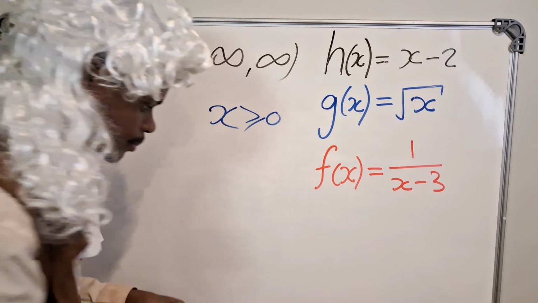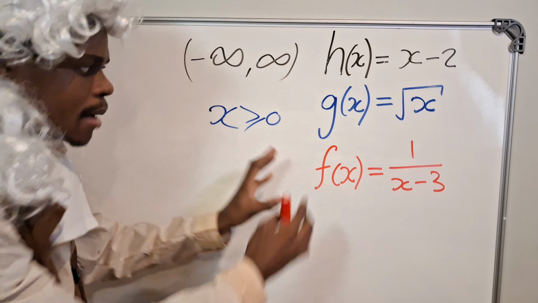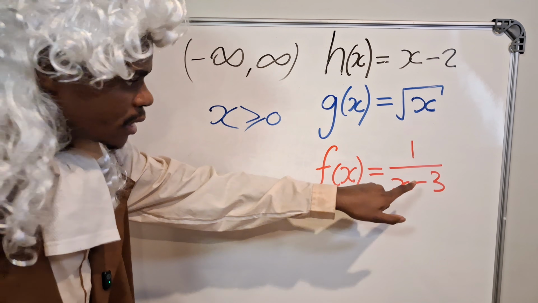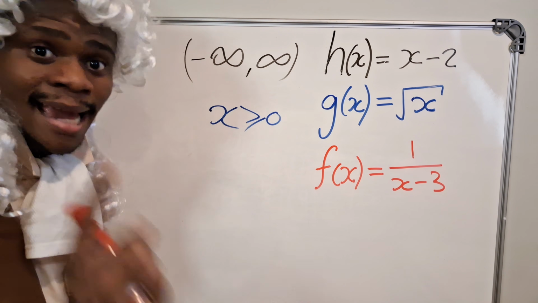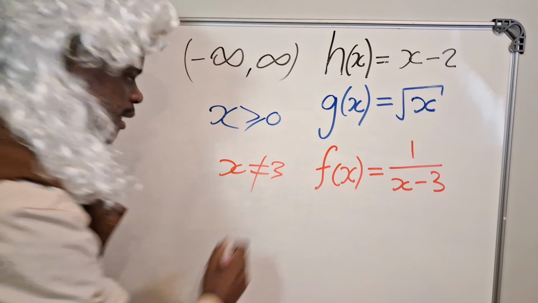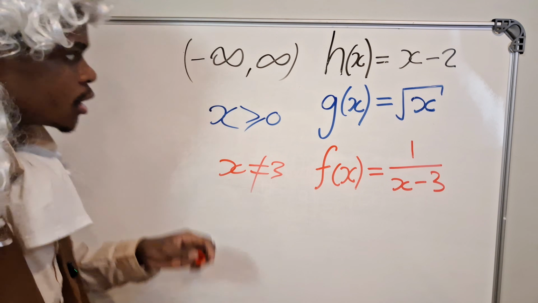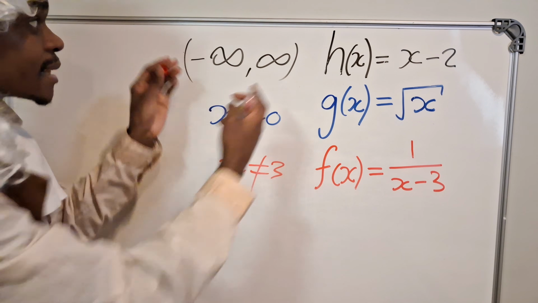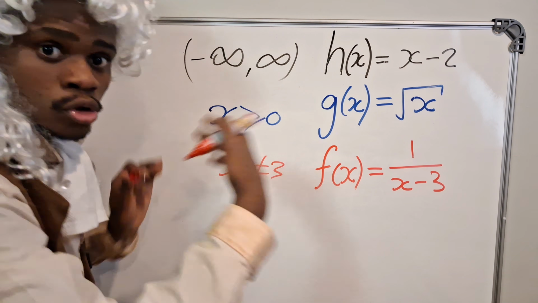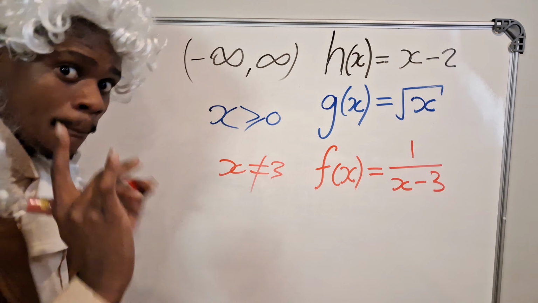Okay, let me take these off. Now let's move on to this one. What is going to make f of x invalid? If you put in 3 there, we're going to get 3 minus 3. We're going to divide by 0. You can never divide by 0. So for this one, x cannot be 3. If it's 3, we're going to get division by 0. Okay, so this one doesn't have a restriction, it just has a domain: negative infinity to infinity. This one, everything must be greater than or equal to 0. This one, it's everything but 3.